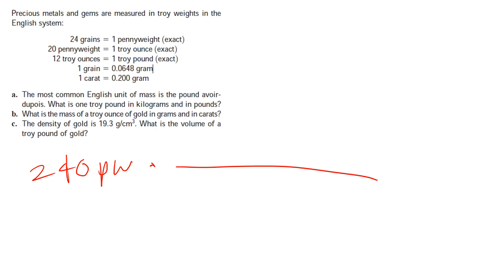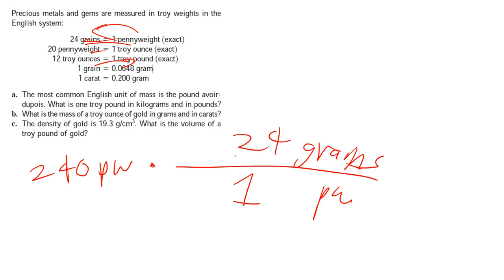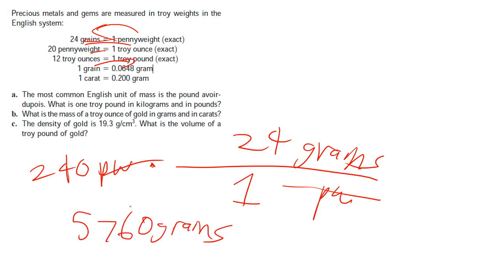We have to convert pennyweights to grains now, because remember, troy pounds to ounces, ounces to pennyweights, pennyweights to grains, grains to grams. So 240 pennyweights. We want to put pennyweights on the bottom. 1 pennyweight is equal to how many grains? It's equal to 24 grains. Pennyweights cancel. 24 times 240 is 5,760 grains.